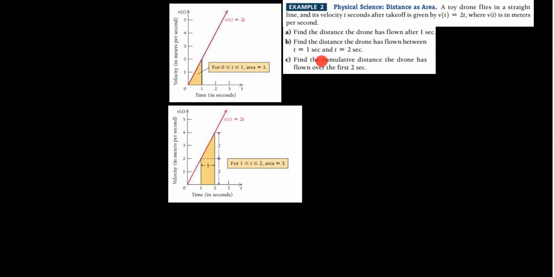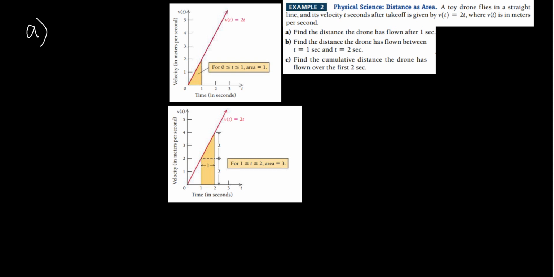In the first example, it was pretty easy because all we had to do was find the area of a square. In this example, we're going to get a little clever once we get past this triangle, and we'll see what I mean by that in a minute. So let's find the distance the drone has flown after 1 second. Looking at that graph, we're going to try and find the area of that particular triangle underneath the graph.